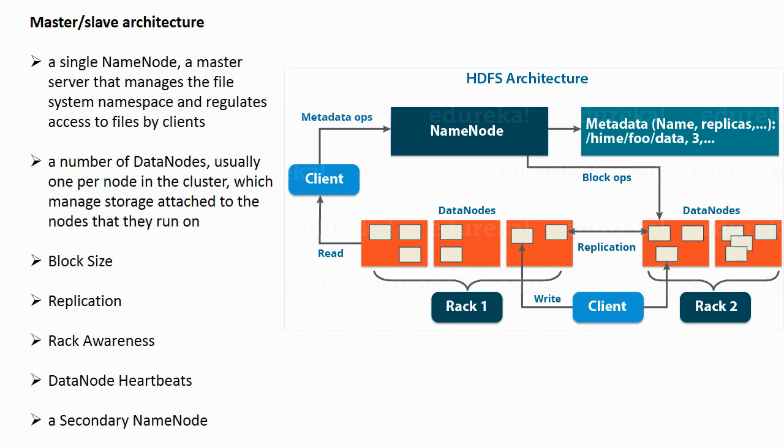As you can see, it is a master-slave architecture. The name node is the master server, and there are a number of data nodes. These are the slaves. The name node functions as the manager of the file system namespace. So it has metadata about how each file is stored across the data nodes. And we will get into the details a little later.